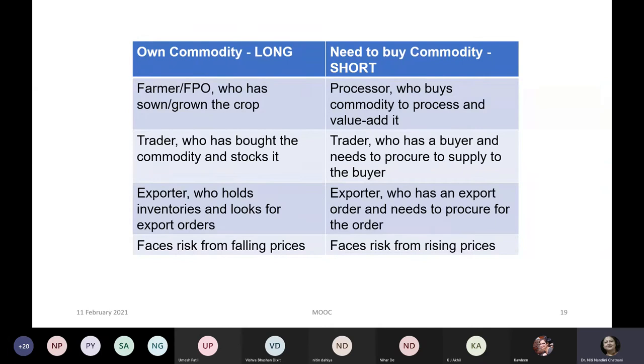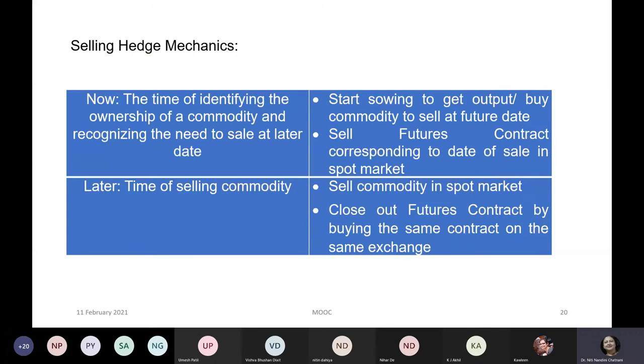You could be an exporter. Your export order is there with you, but you don't yet have the commodity with you. So the price of the export order is fixed, but the price at which you'll buy the commodity could be higher than the price at which you've agreed to supply. That will lead you into a loss in the export order. So in these cases, you face the risk that arises from rising prices. So when you're long, the risk is falling prices. When you're short, the risk is rising prices.